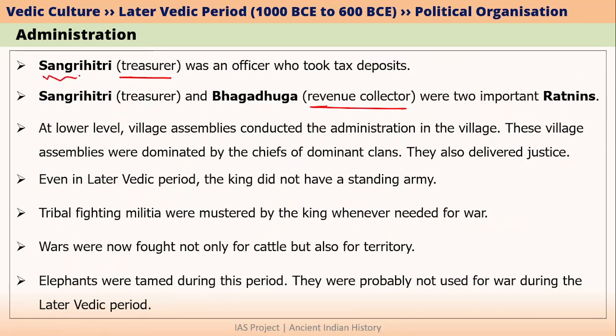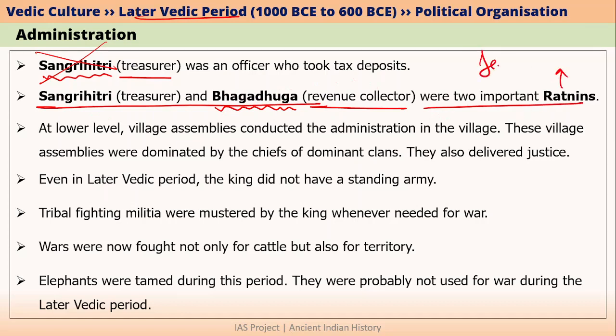In later Vedic period, there was a treasurer and also a revenue collector. Treasurer was called as Sangrihitri, whereas revenue collector was called as Bhagaduga. These were very important officers in later Vedic period, but both of these officers did not exist in early Vedic period. We should also note that both Sangrihitri and Bhagaduga were important Ratnins. Ratnin means jewel bearer. So this is about the top level administration.